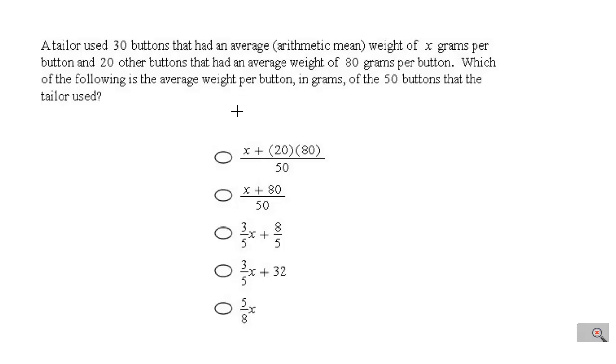So to make it easier, I'm going to be splitting the buttons into A and B. So let's say this is A and this is B, because the formula I'm going to be using in solving this problem is with respect to A and B. So a tailor used 30 buttons, so the number of buttons used is 30, that had an average arithmetic mean weight of x grams. So the mean is x gram per button.